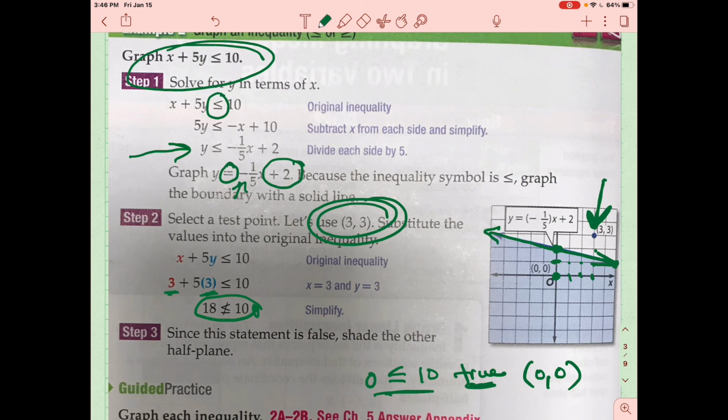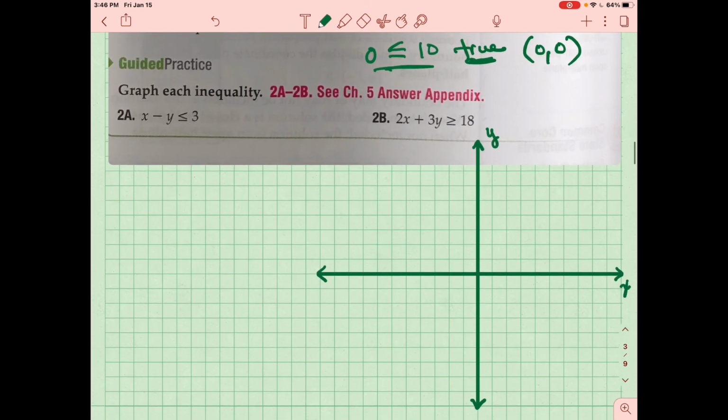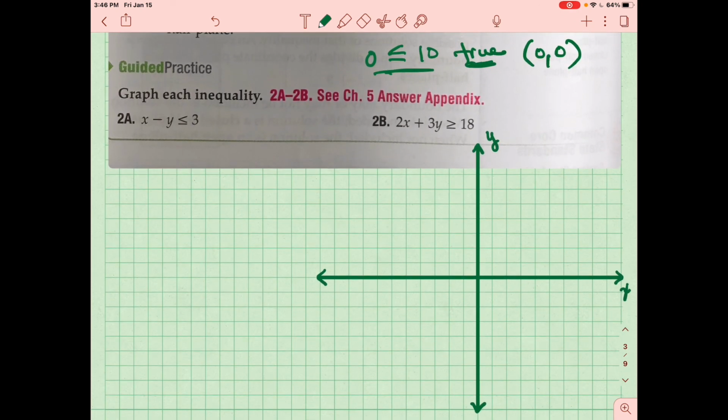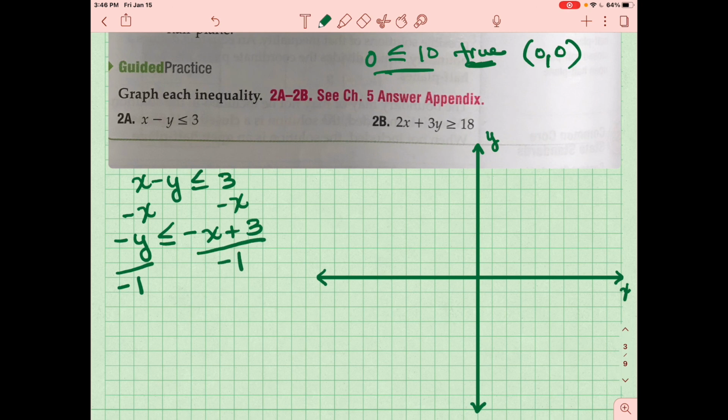And yeah, let's go down here and do x minus y is less than or equal to 3. We want to get our y by itself, so let's subtract x. And we have negative y is less than or equal to negative x plus 3. So I put the negative x first. I did that because I wanted y equals mx plus b form. All right, I don't like the negative y, so I'm going to have to divide or multiply everything by negative 1.